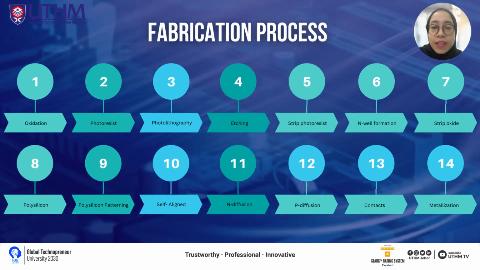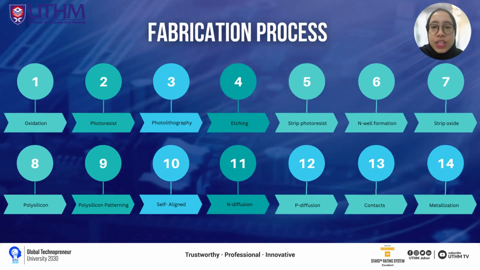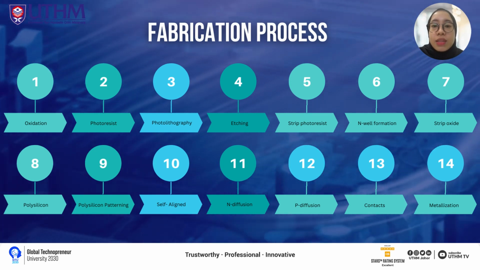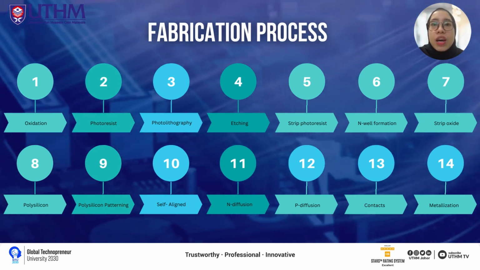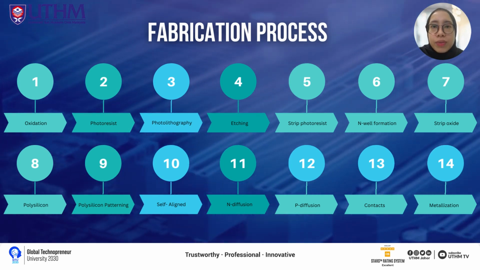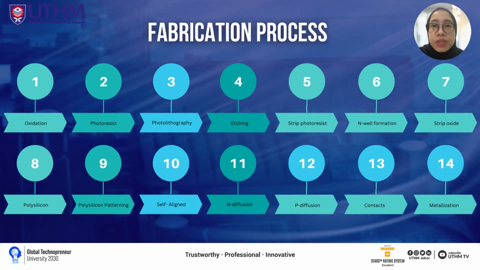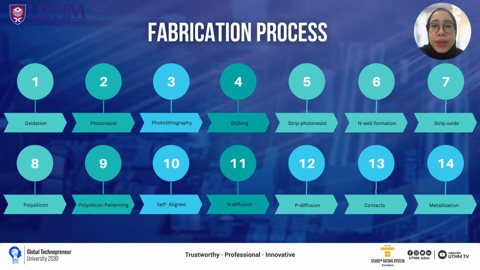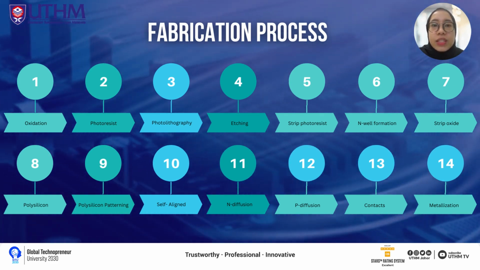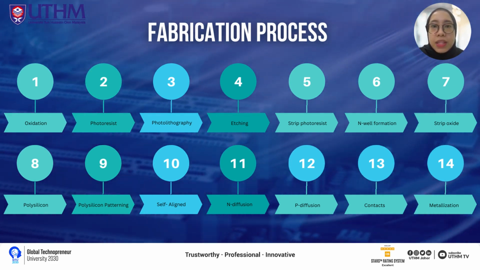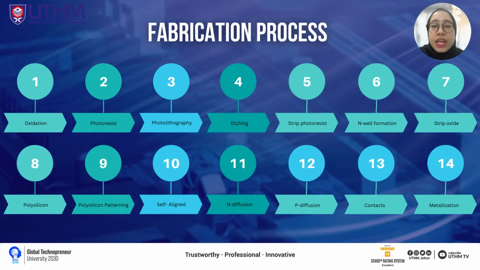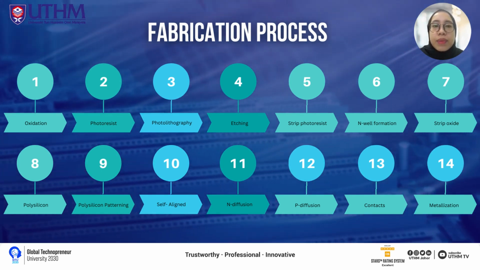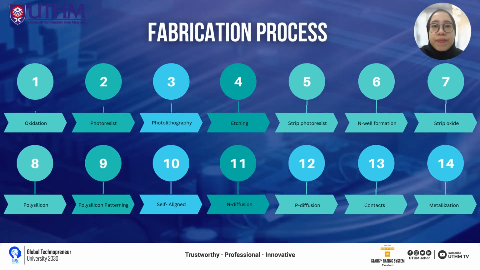By Muhammad Nasir, and my matrix number is CA200173. So today I will present about the fabrication process. This is the process to fabricate the CMOS transistor. So first, oxidation, photoresist, photolithography, etching, strip photoresist, and well formation, strip oxide, polysilicon patterning, self-align, and diffusions, P-diffusion, contacts, and the last one is metallization. So we will see in more detail the design and steps of the fabrication process.